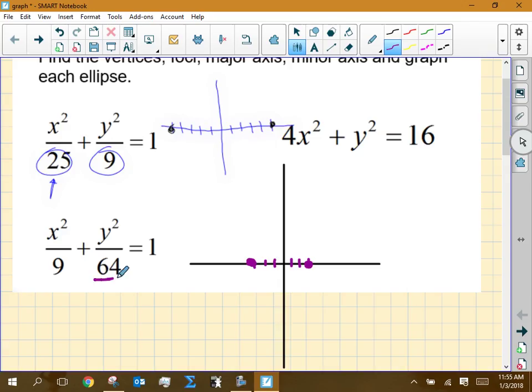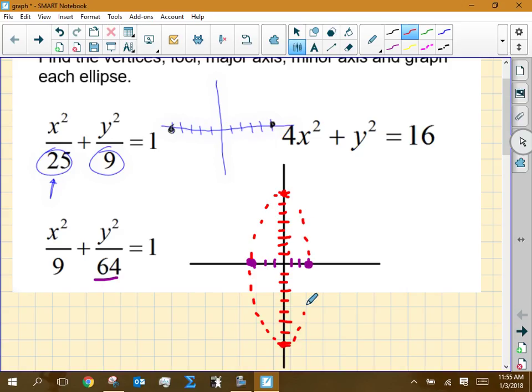Now I'm going to look at the square root of that number, it gives me 8, and that's paired with y. So I'm going to go 8 units in the y direction. So 1, 2, 3, 4, 5, 6, 7, 8. So there's an endpoint of that axis. 1, 2, 3, 4, 5, 6, 7, 8. Endpoint there. And now you've got essentially the components that you need to create that ellipse.